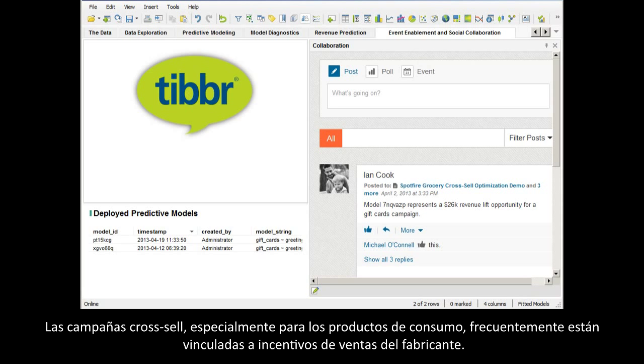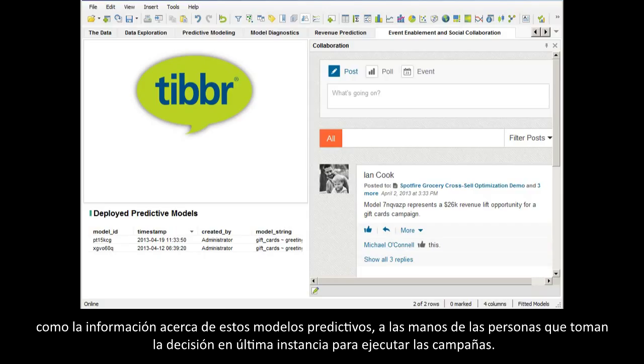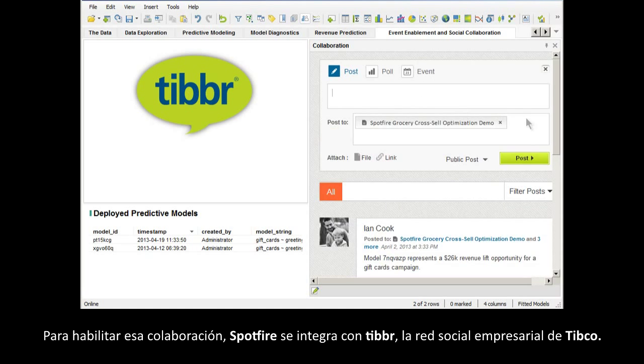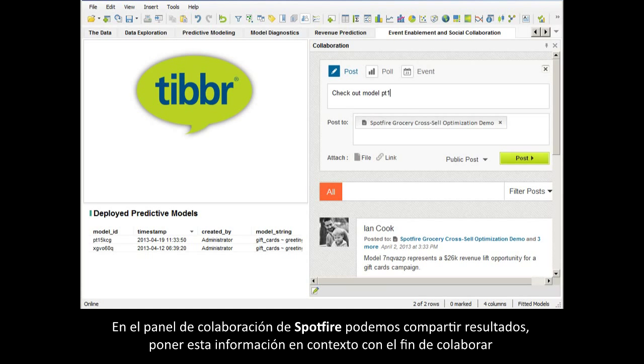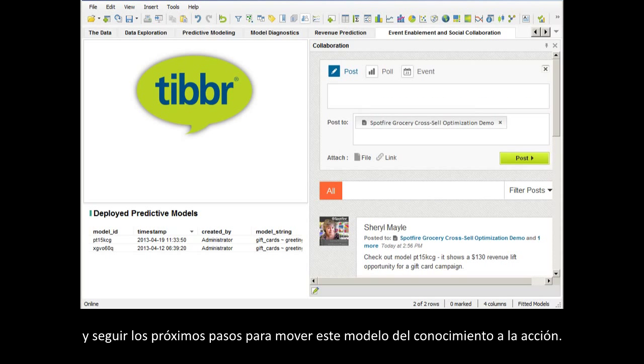Cross-sell campaigns, especially for consumer packaged goods, are often tied to manufacturer sales incentives. There is a lot of administrative overhead and a lot of difficulty getting information like this information about these predictive models into the hands of the person who makes the decision ultimately to run a cross-sell campaign. To enable that collaboration, Spotfire integrates with Tibbr, which is Tibco's enterprise social network. In the Spotfire collaboration panel, we can share findings, put this information into context in order to collaborate, and take the next steps to move this model from insight to action.